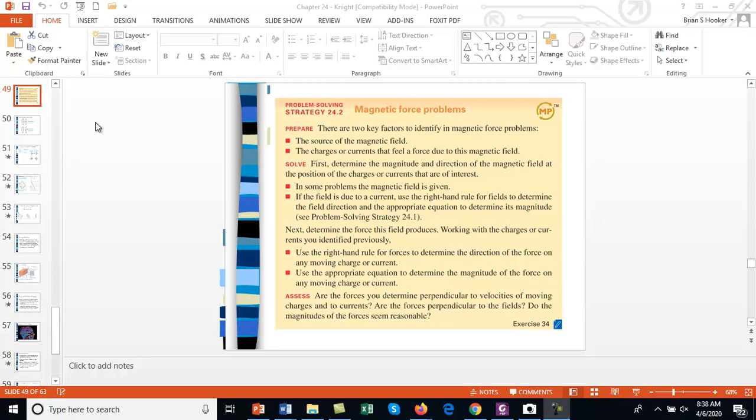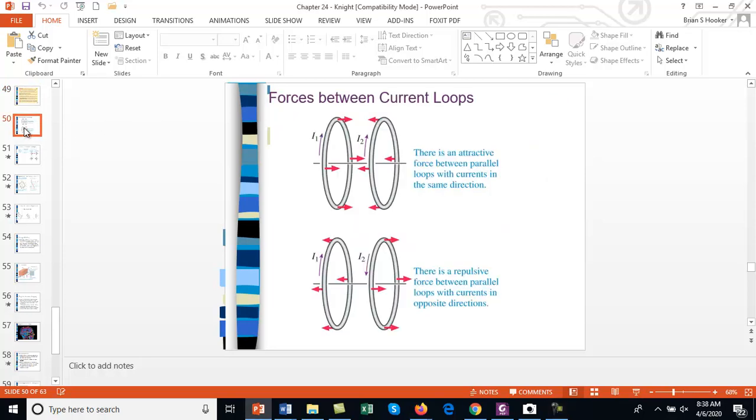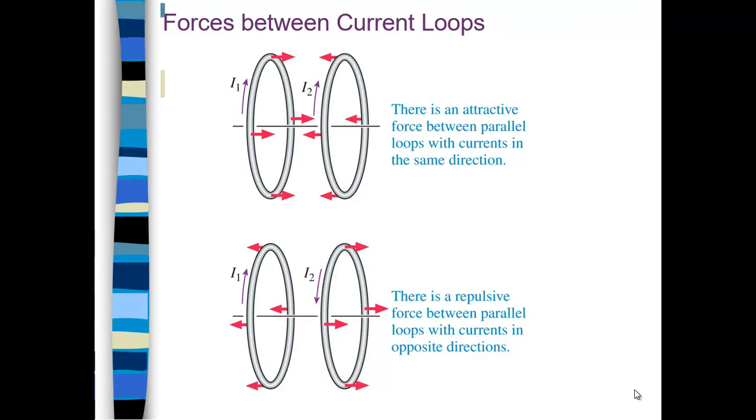Okay, so we've been talking about magnetic fields and the relationship with electrical currents. It turns out that when you have two current loops, if I1 and I2 are going in the same direction, then the loops will create magnetic fields that will cause the loops to attract each other. So there will be an attractive force. If you have currents going in opposite directions, I1 going up and I2 going down, then the current loops will repel each other, okay? So they almost act like magnets.